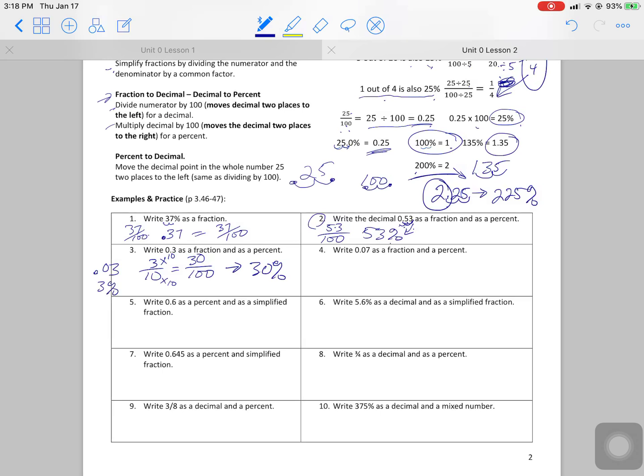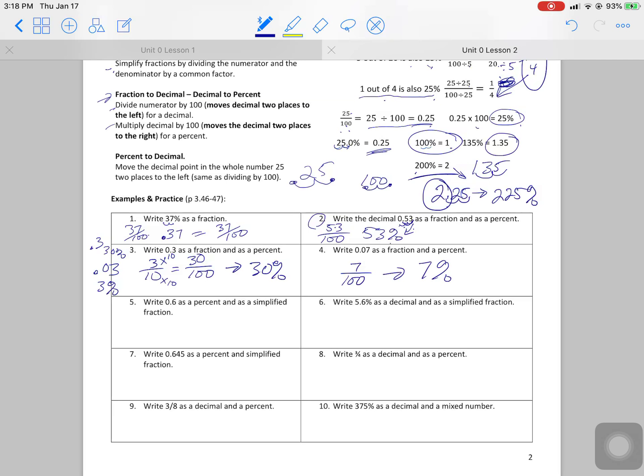0.03 is 3%. 0.3 is 30%. Okay, so be careful with those. Oh, well, here's one. So this is 7/100ths, right? It's in that second decimal place, not the first one. So it's over 100. That means it's 7%.